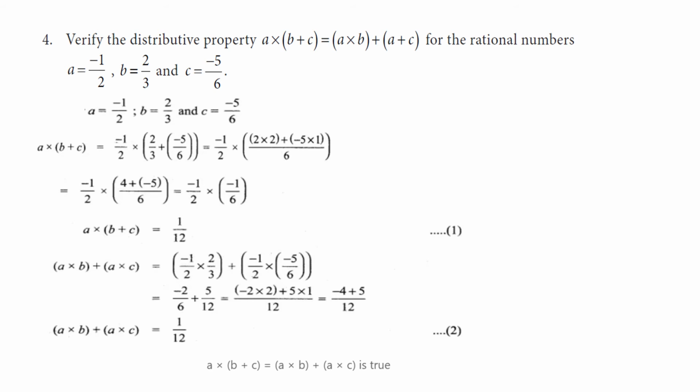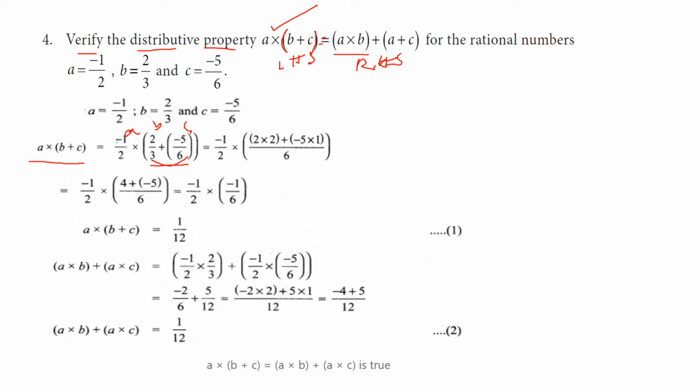Fourth one, verify the distributive property: A into bracket of B plus C, closing bracket, equals bracket of A into B, closing bracket, plus bracket of A into C, closing bracket. So we have to prove LHS equals RHS. First, let us see the LHS side. So A into B plus C, substitute the values A, B and C. Inside the bracket B plus C, first you simplify, find the LCM.